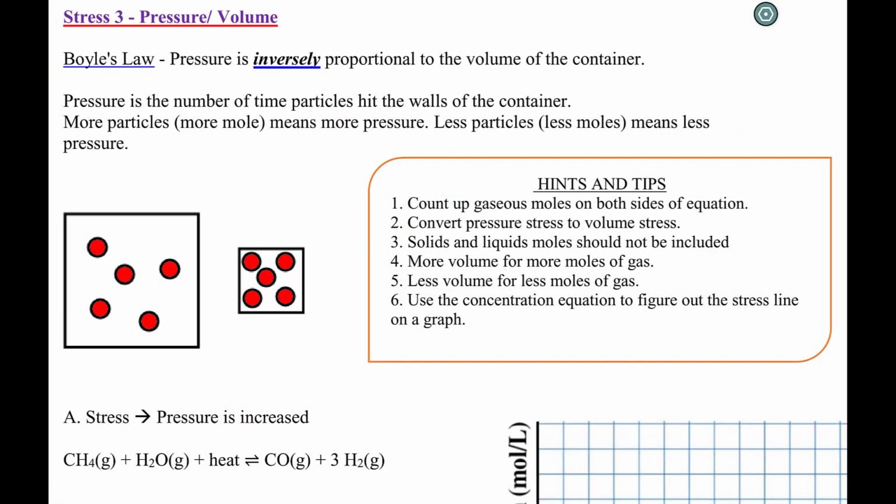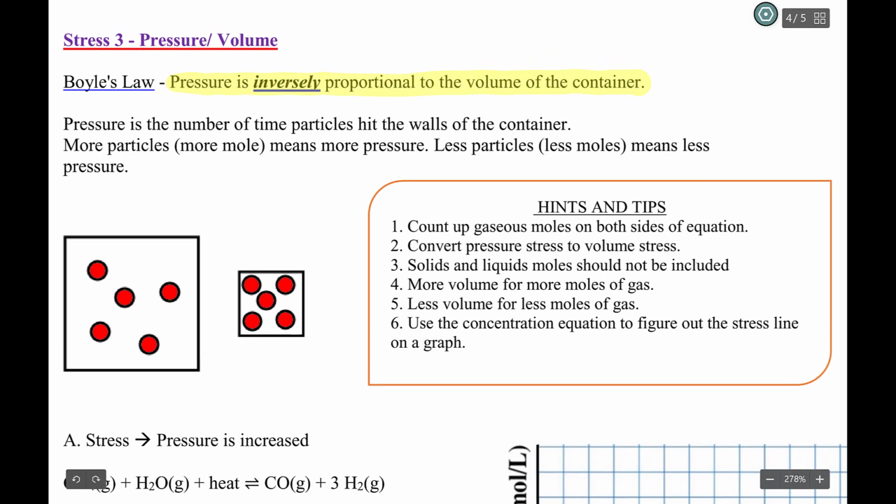The last type of stress we're going to look at today is a pressure volume change. Now, at the start of the lesson, I talked about how pressure is inversely proportional to the volume of the container, which simply means this.